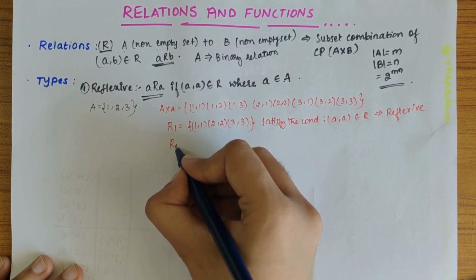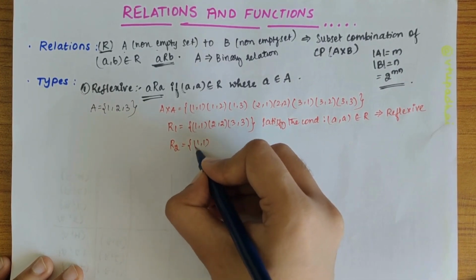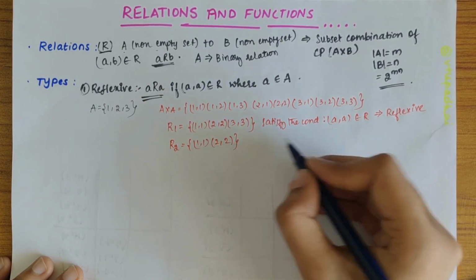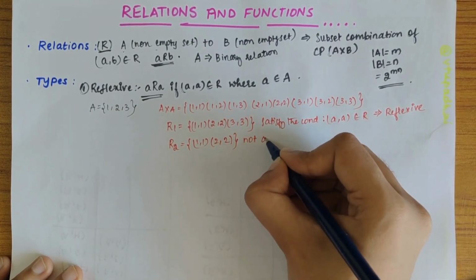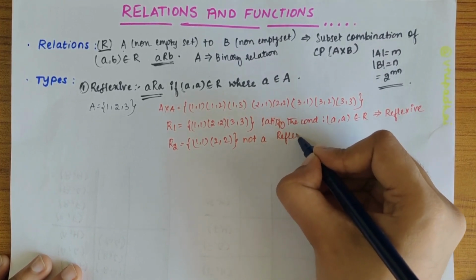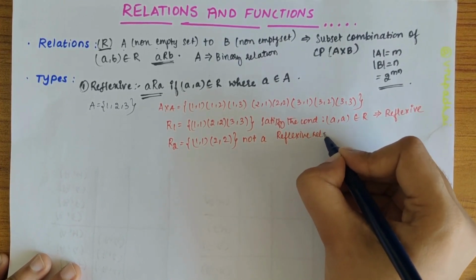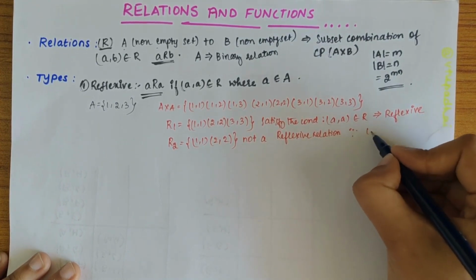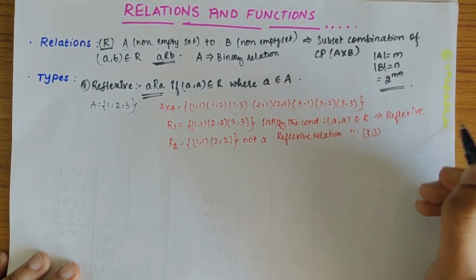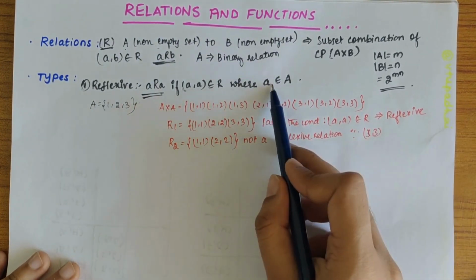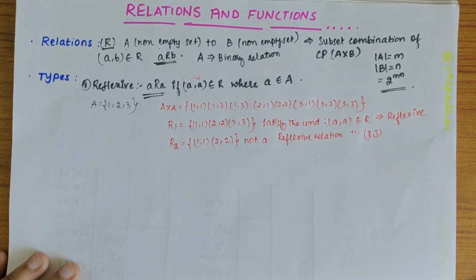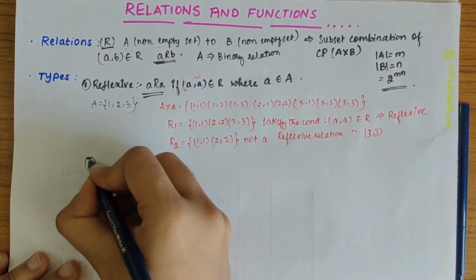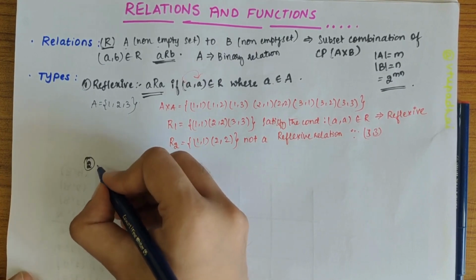If we take R2, suppose we write (1,1), (2,2). This is not a reflexive relation because here (3,3) is missing. All the elements of A should have a relation with themselves. That is what a reflexive relation actually means. Next we have the symmetric relation.